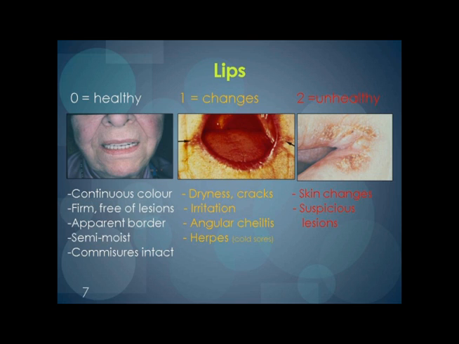A level 1 change would include things like lip dryness, cracks and irritation, angular cheilitis, which is inflammation in the fissures at the corners of the mouth, and herpes simplex lesions. These are findings that can be treated using in-house protocols. Level 2 or unhealthy are abnormal findings that are serious in nature and require immediate referral for further investigation. They would include things like skin changes, as shown in the slide on the far right.